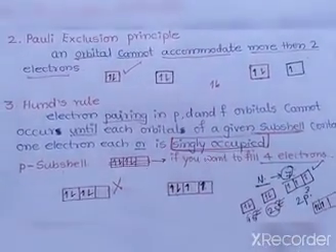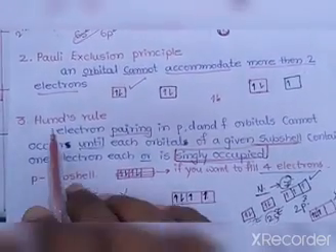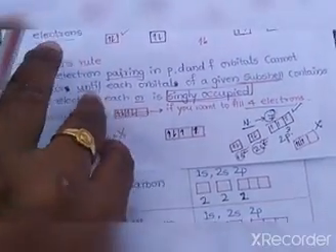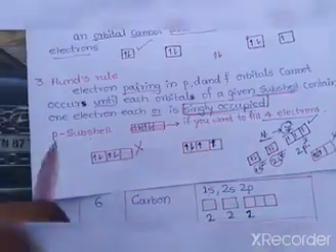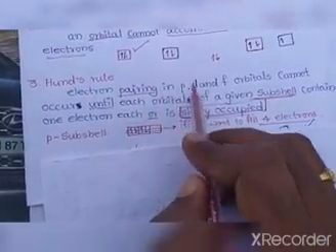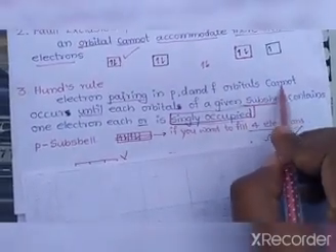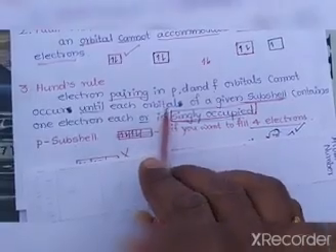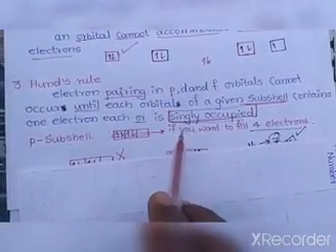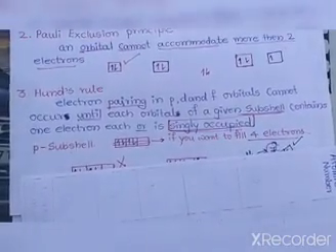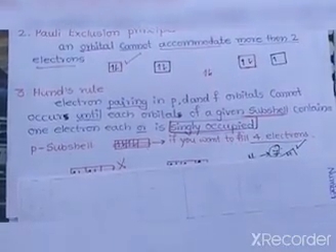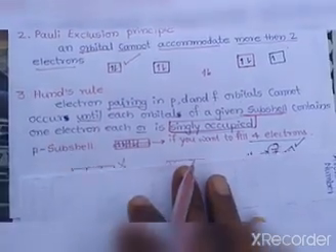Next is the third rule, that is Hund's rule. What does Hund's rule tell? It tells about electron pairing. Electron pairing in p, d, f orbitals cannot occur until each orbital of a given subshell contains 1 electron each, that is, is singly occupied. First of all, it applies only to p, d, f, not to the s orbitals.